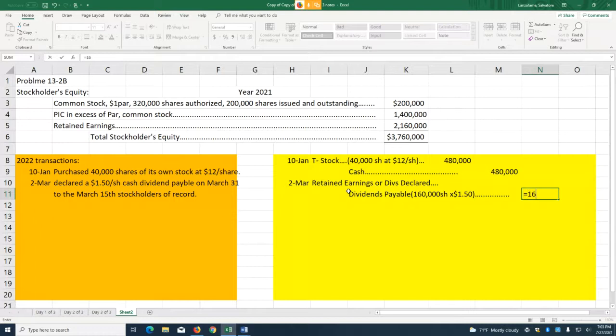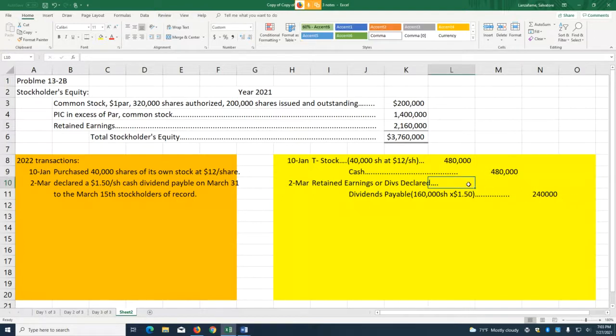So 160,000 shares multiplied by the $1.50 is $240,000.